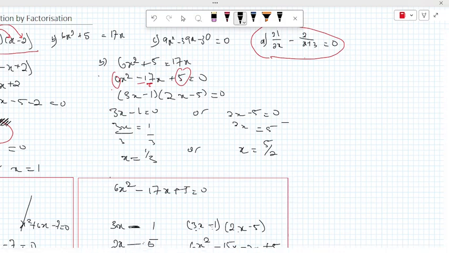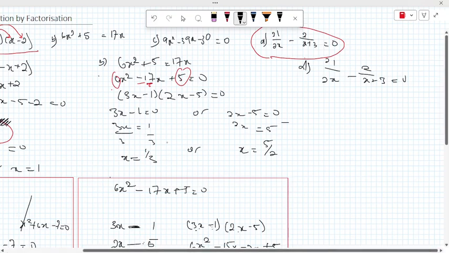So number D. This is the last one basically. It's 21 over 2x minus 2 over x plus 3 is equal to 0. Hey guys, this case disappears. So what do you do now? In this case, you look for the lowest common denominator, right? Which is 2x plus 3. This is our lowest common denominator in this form.